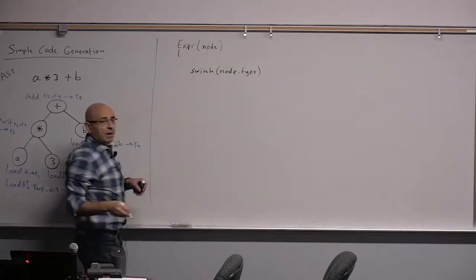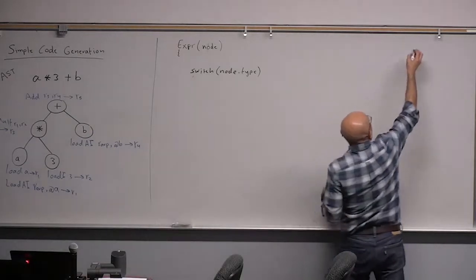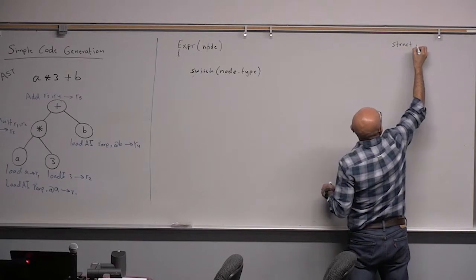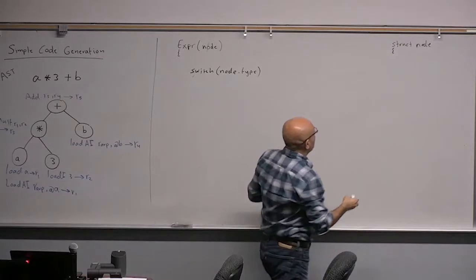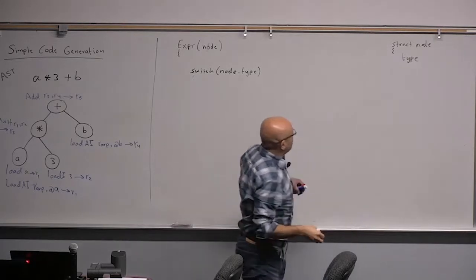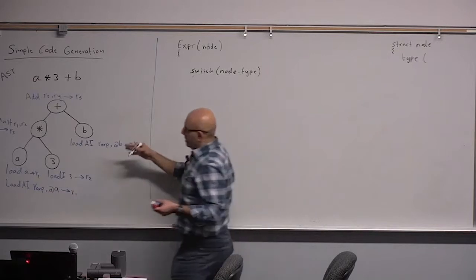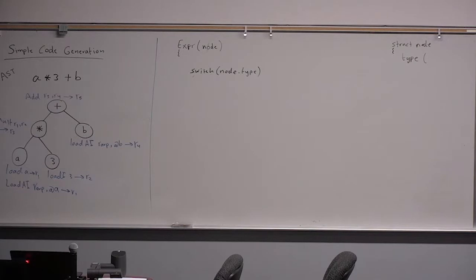So here we are implying that the node is a data structure. You can think of it as a class or a struct, node. And this node has some fields in it. One field is the type. And the type, for expressions, is going to be, there are 3 types here. What are the 3 main types? Operator, variable, and immediate value.